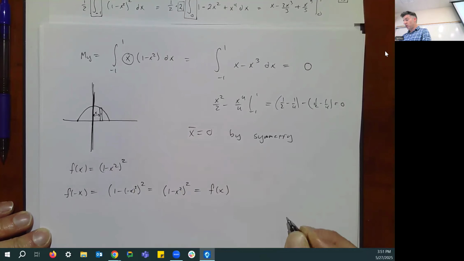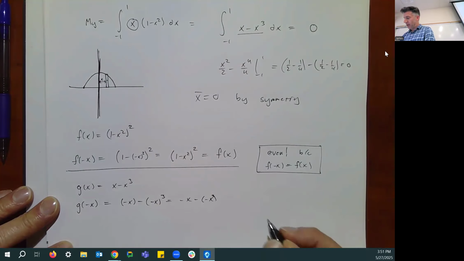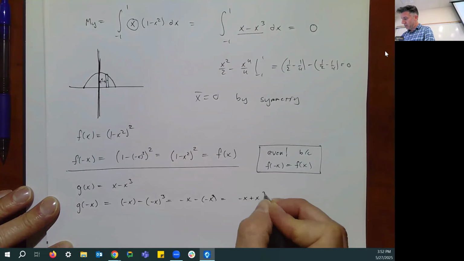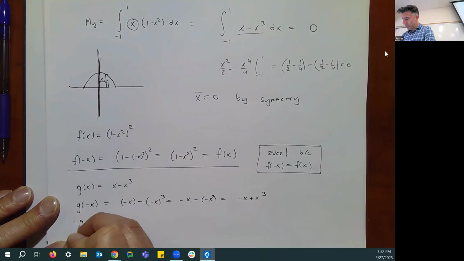On the other hand, this other function here, g of x equal to x minus x cubed, we can show is odd by seeing that g of negative x, which is negative x minus negative x cubed, is negative x plus x cubed. I know it looks different, but it's just negative x plus x cubed. And then negative g of x is negative x minus x cubed. If we distribute that, it's negative x plus x cubed. And those are the same. So to show something's odd, you show that g of negative x is equal to negative g of x. That's how you do it if you didn't have a graph.